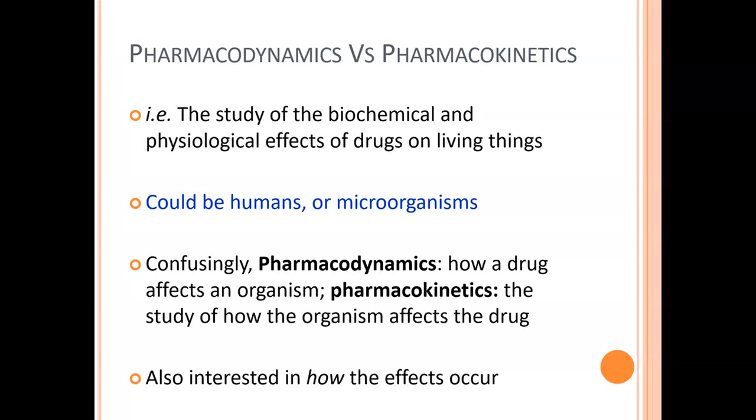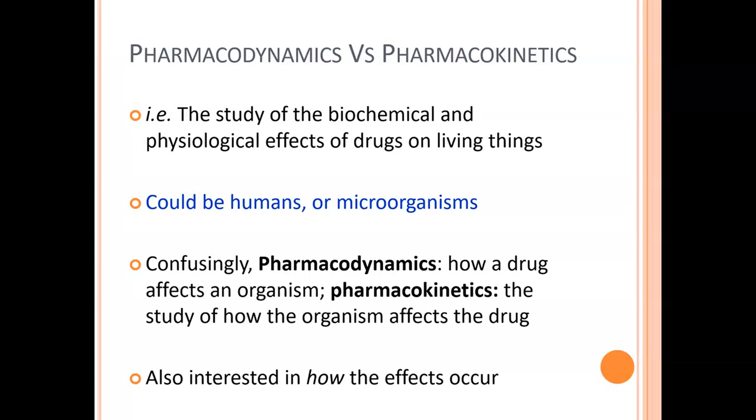horse. So the two names, pharmacodynamics and pharmacokinetics, are annoyingly similar and easy to confuse. So pharmacodynamics is how a drug affects an organism, whereas pharmacokinetics is the study of how an organism affects a drug. So if you're looking at, say, how a drug is metabolized in the body, that's a study of how the organism has affected the drug, so that's pharmacokinetics. If you're looking at whether or not a drug makes a person sleepy, that's an effect on the organism, so that would be an example of pharmacodynamics.